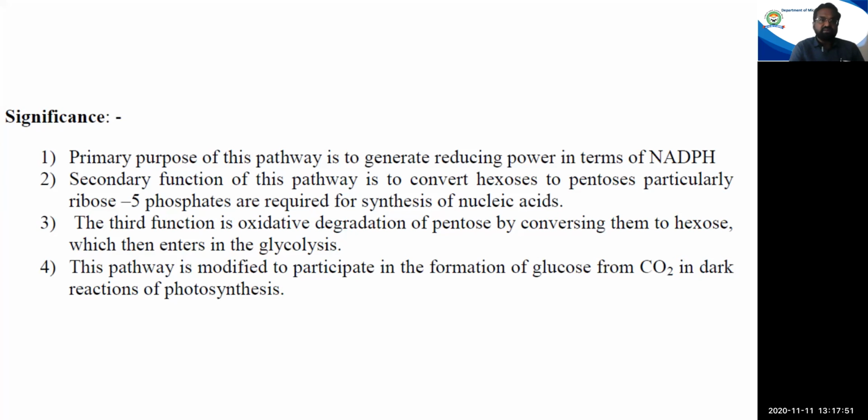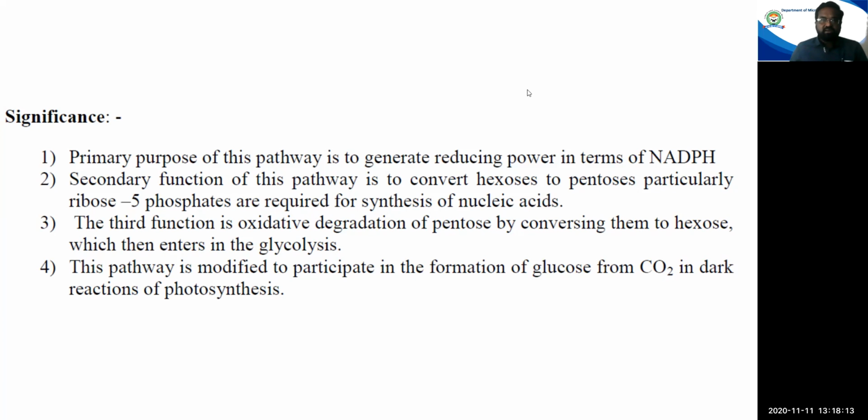Later on, when any pathway runs and biosynthesis takes place, during that biosynthesis or those pathways, these NADPH2s will be utilized as the reducing powers. Okay.